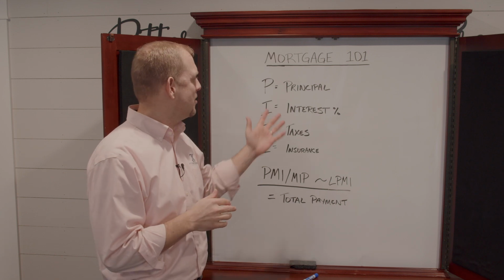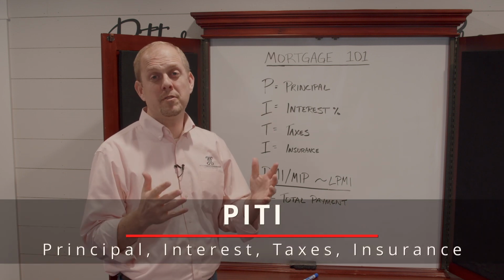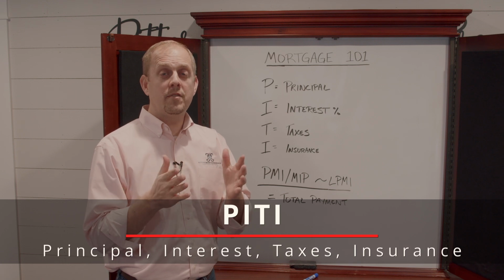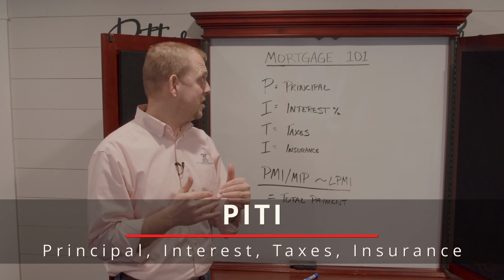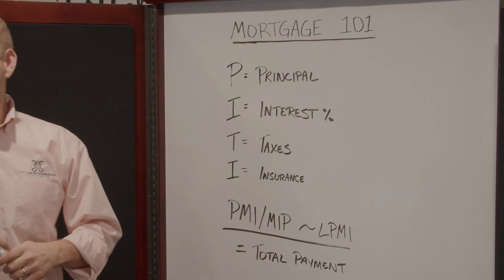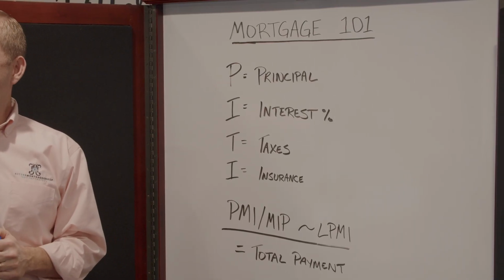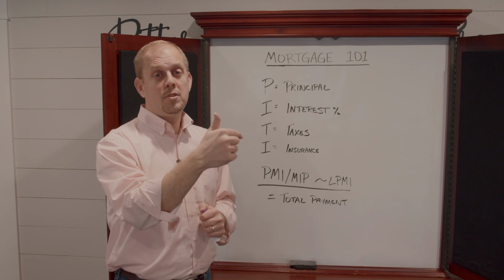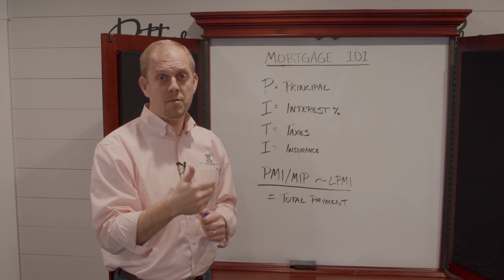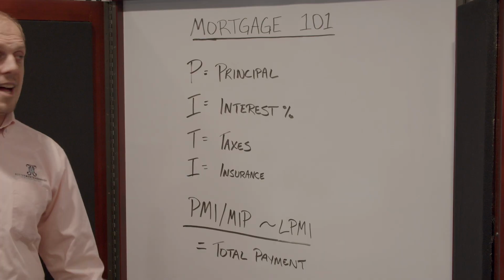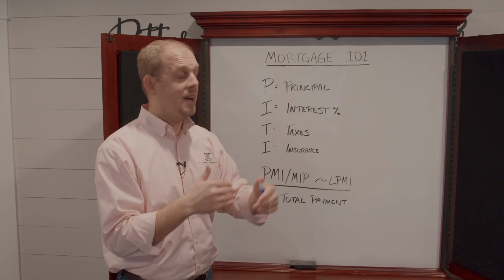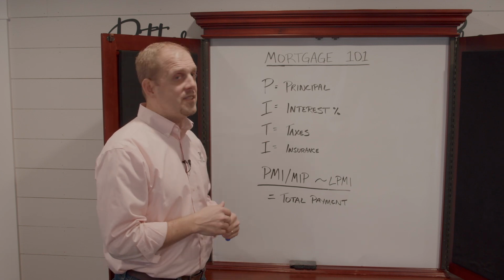What I've got up here on the whiteboard is what's commonly referred to as your PITI. This is basically the makeup of your monthly mortgage payment. It has a couple of different parts. The P stands for principal. That is the portion of your payment that is going back to pay the bank what you borrowed in order to get that loan. So if you borrowed $100,000, your principal is going to be going back to paying that $100,000 back. Now, the I stands for interest.